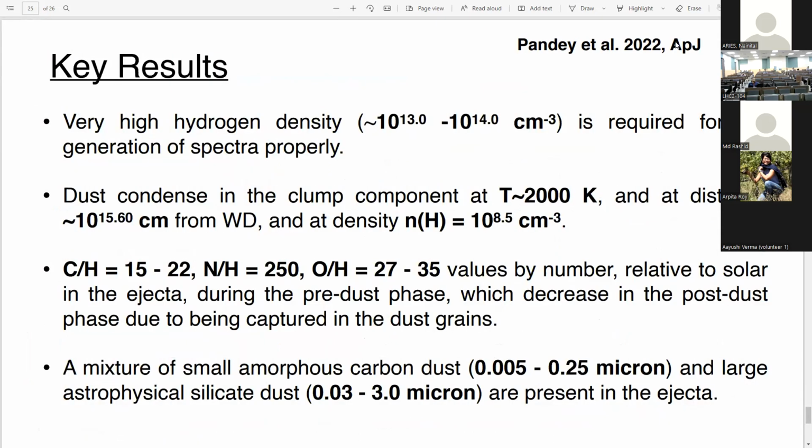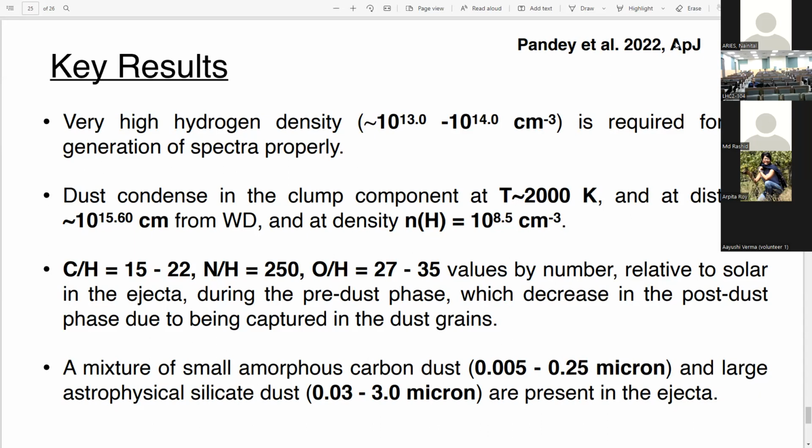So to summarize, we find that we need a very high hydrogen density to generate the spectra in this case, and thus it condenses in the clump component. The clump component means the region which has a high hydrogen density at a temperature around 2000 Kelvin, and that region is around 10^15 centimeters away from the central ionizing white dwarf. The density of those regions in the ejecta is around 10^8 per cubic centimeter.